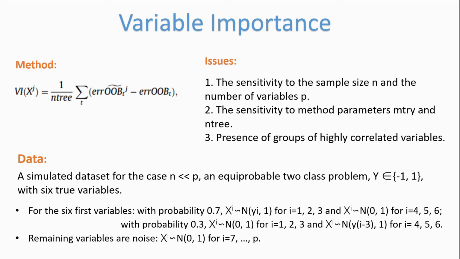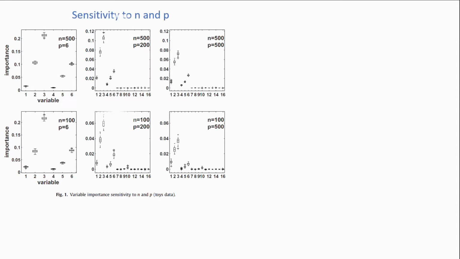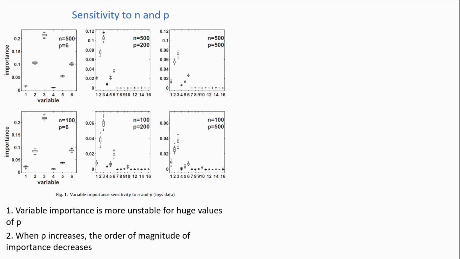And we used a simulated dataset for the case that n is much smaller than p, an equiprobable two-class problem with 6 true variables. And we will plot the results. The 6 plots on the left side illustrate the behavior of VI as a function of n and p. We can see that VI is more unstable for huge values of p, and when p increases, the order of magnitude of importance decreases.